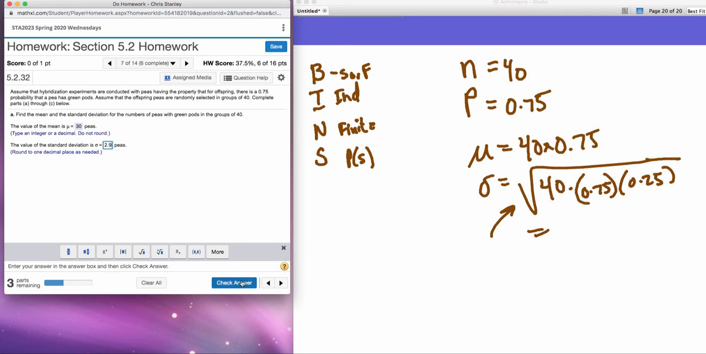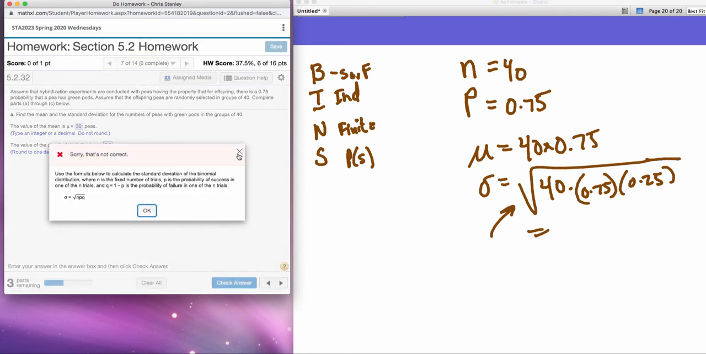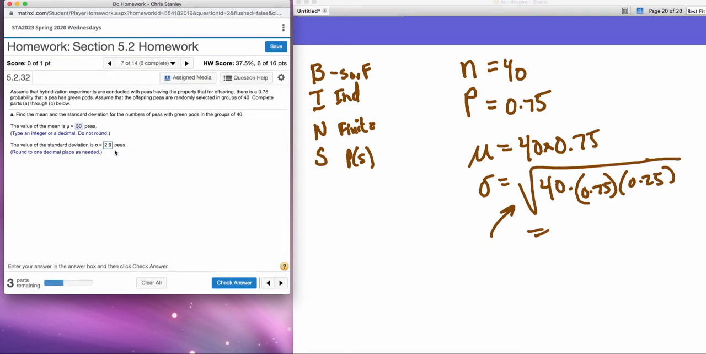Now your numbers might be a little different, but okay, let me check my numbers. Make sure I got it in right. Oh, I put in a 0.25 by accident. I put 0.7 and 0.3 instead of 0.75. Okay, 0.75, 0.25. Trying to go too fast. Okay, I got 2.7.